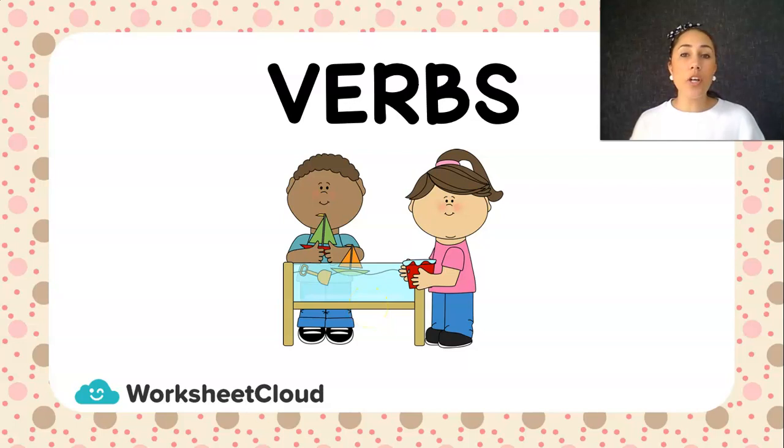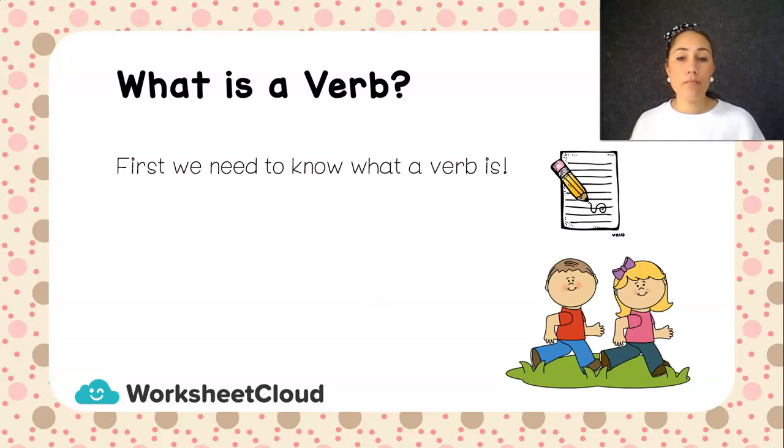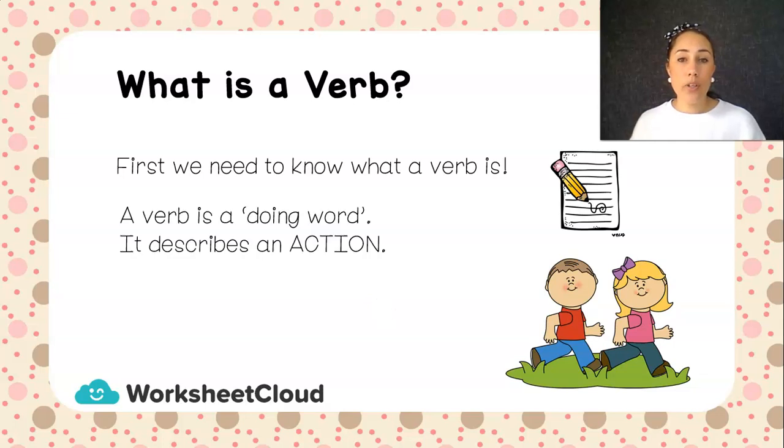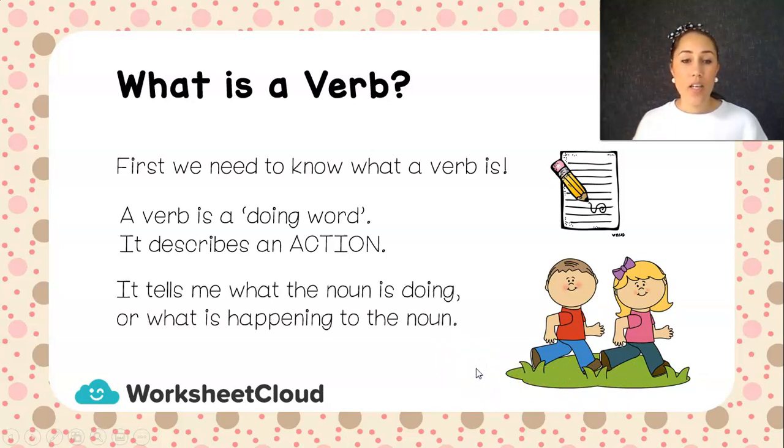Okay, so now today we are going to look at what verbs are. Now, a verb is a doing word and it describes an action, something that is happening. So over here you can see there are children and they're either walking or they are running. So I can ask, what is happening? They are running, or they are walking, or they are chasing each other. So it tells me what the noun is doing or what is happening to the noun.